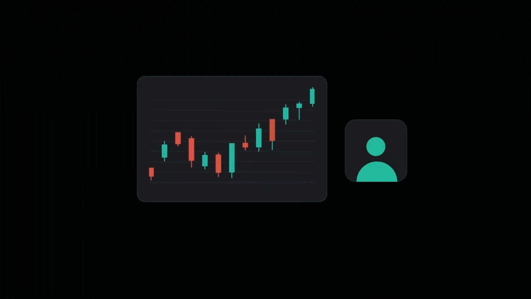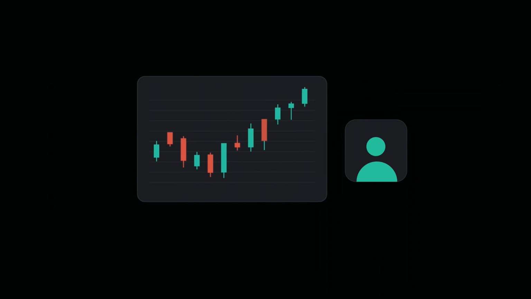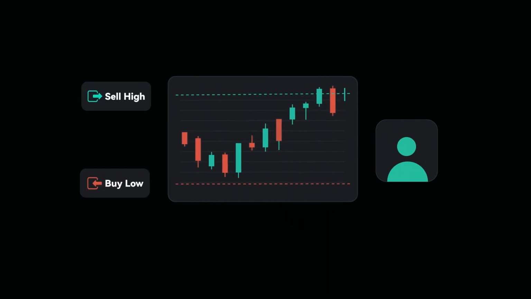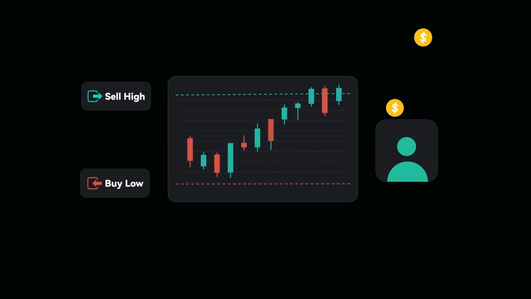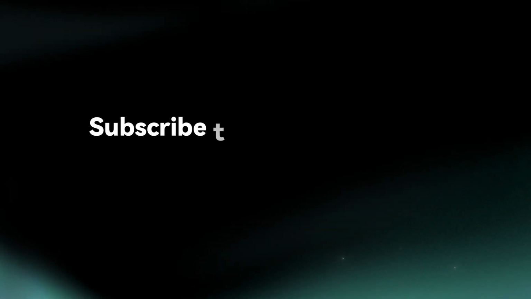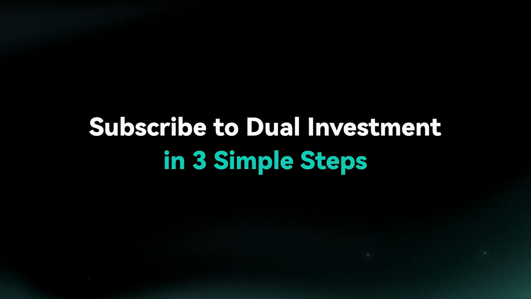Best timing for dual investment. Want to buy low and sell high, but don't have time to watch the market all day? With dual investment, you can buy or sell crypto at your desired price in the future. Whether the trade is triggered or not, you can still earn interest income.